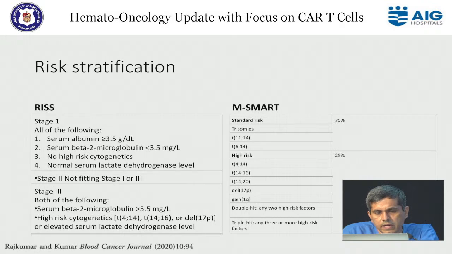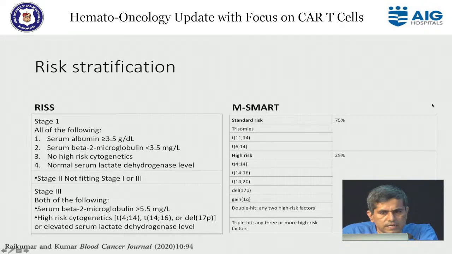know, stage 1 has serum albumin more than 3.5 and serum beta-2 microglobulin less than 3.5, with no high-risk genetic abnormality and normal serum LDH. Stage 3 has beta-2 microglobulin more than 5.5 and high-risk cytogenetic abnormalities like translocation 4;14, translocation 14;16 and deletion 17p. They are called high-risk multiple myelomas.